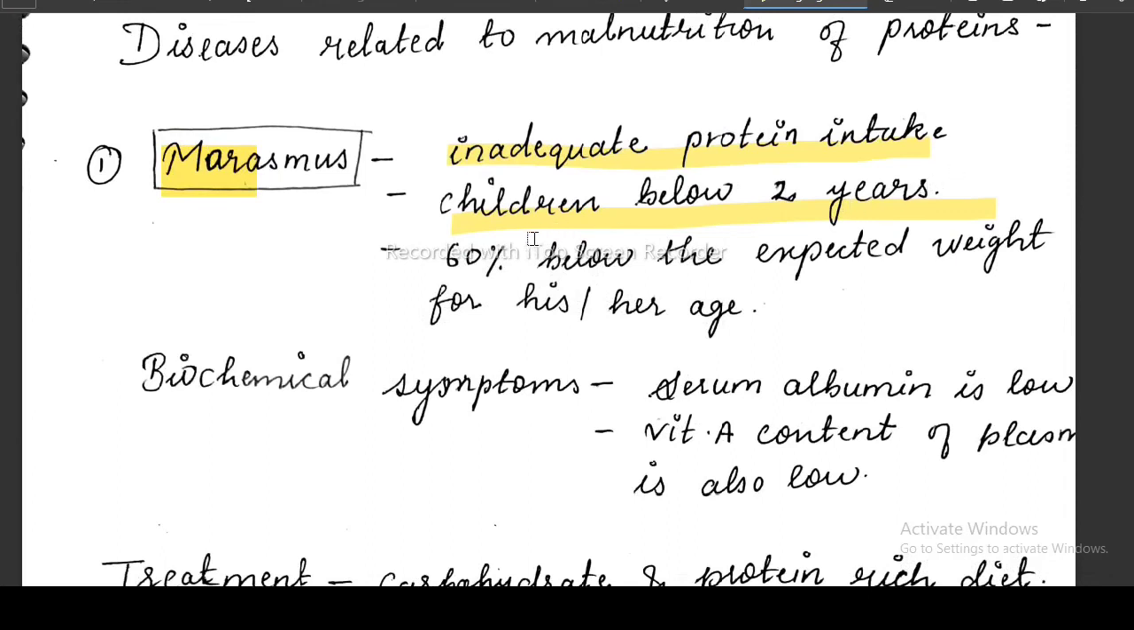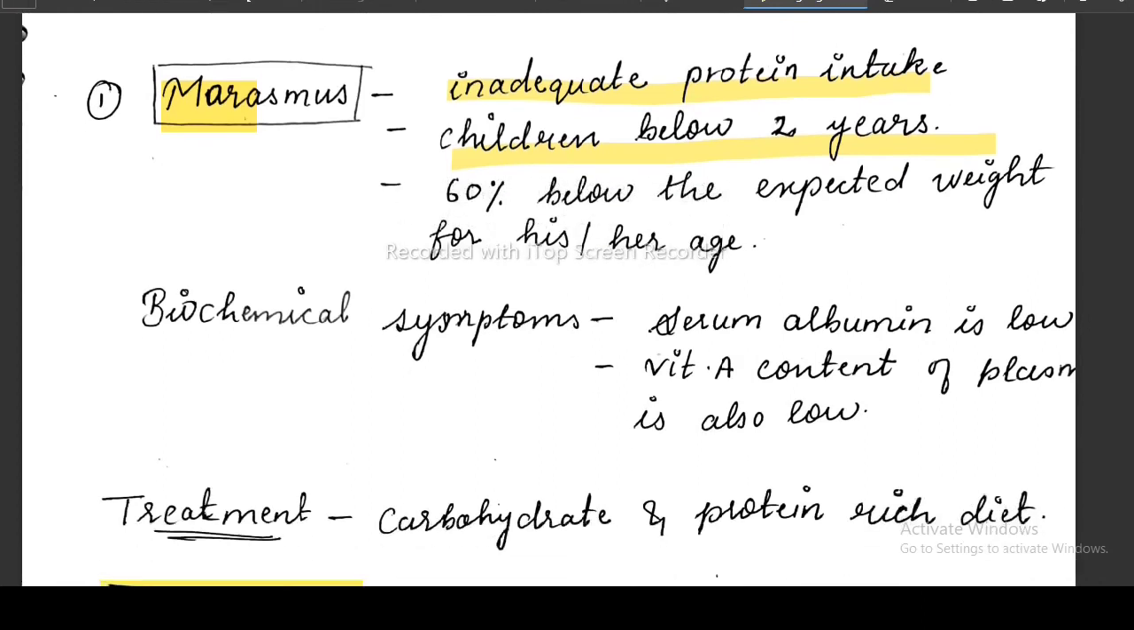It is caused due to inadequate protein intake. It is caused in children below 2 years. मतलब 2 साल से जो छोटे बच्चे रहेंगे उनको ये डिजीज होगा, that is marasmus. And a child is said to be marasmatic or marasmic if the weight is 60% below the expected weight. Next, if a person has marasmus, then it will lead to growth retardation and mental retardation, dry skin, dehydration, eye lesion due to deficiency of vitamin A.